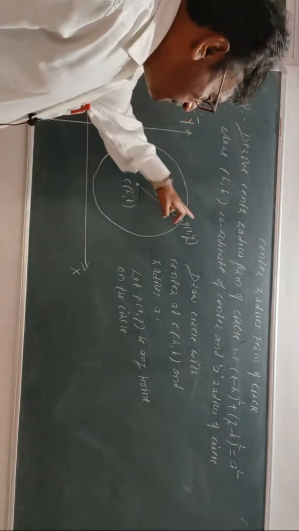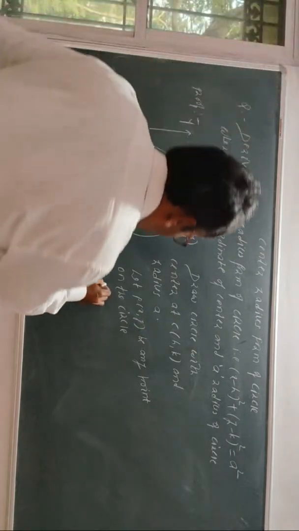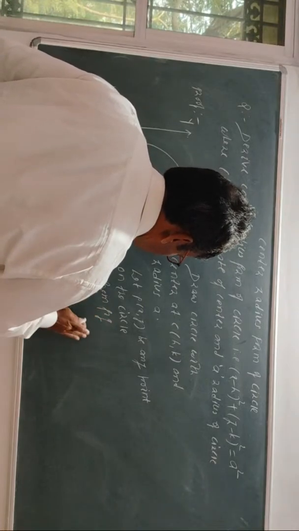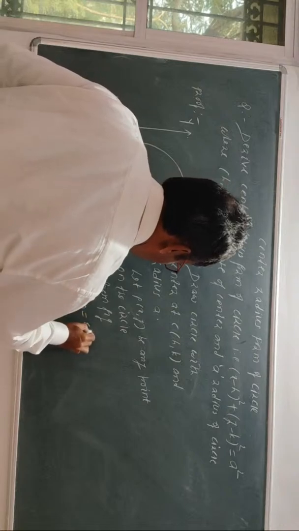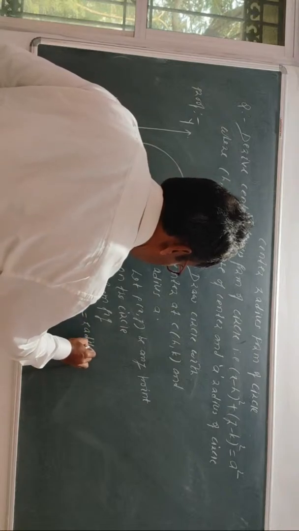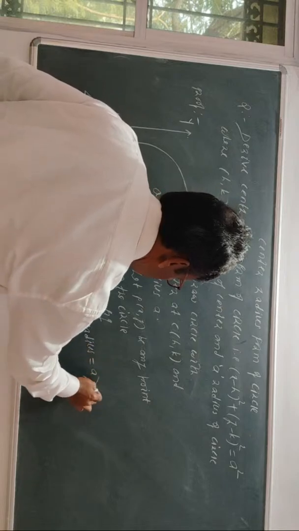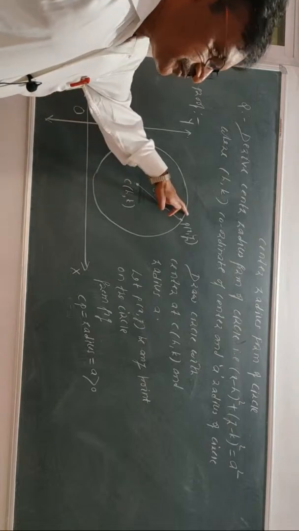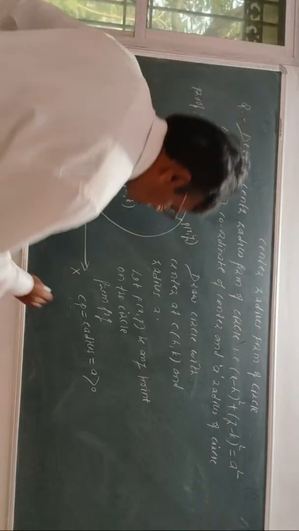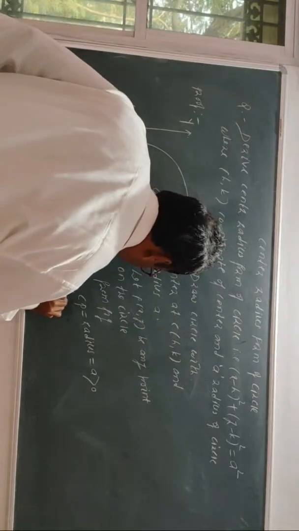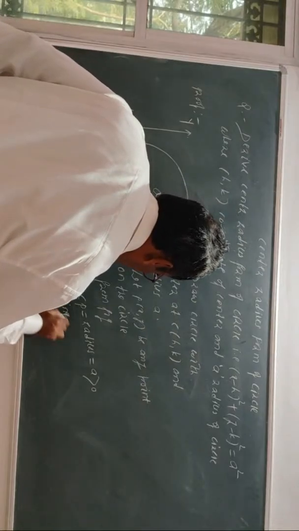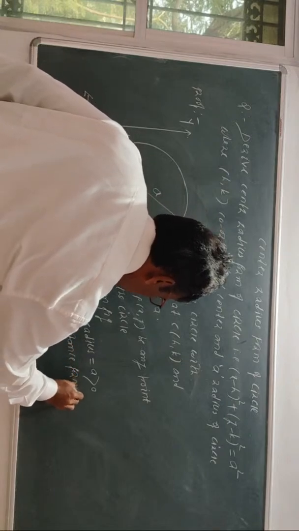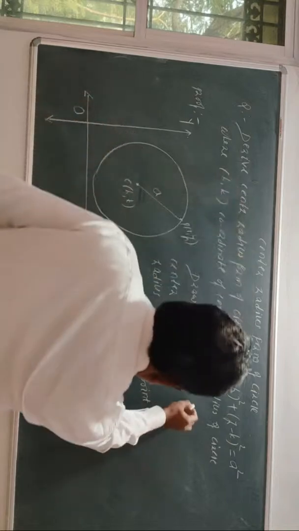Then we join CP, and CP is the radius. From figure, CP is equal to the radius of circle, equal to a, and this is greater than 0. Then we find CP by using the distance formula. Using distance formula, find out CP.